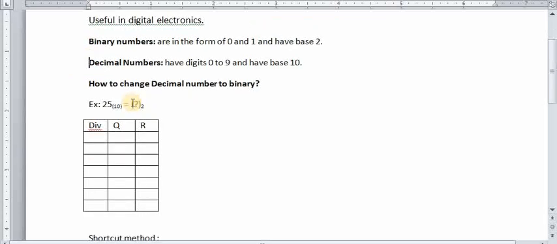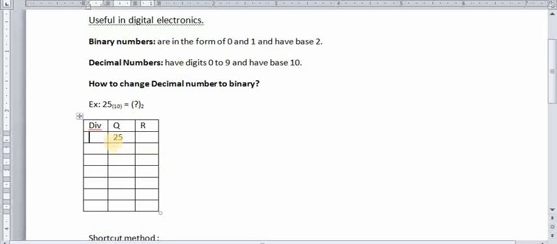Let's take an example. How to convert 25 as a decimal number? Here we have the base 10, so it means it's a decimal number. Here we have the base 2, it means it's a binary number. So the question is how to change this decimal number to a binary number. It's so simple. If you are converting 25 to a binary number, write down 25 here and divide the number by 2, the base.